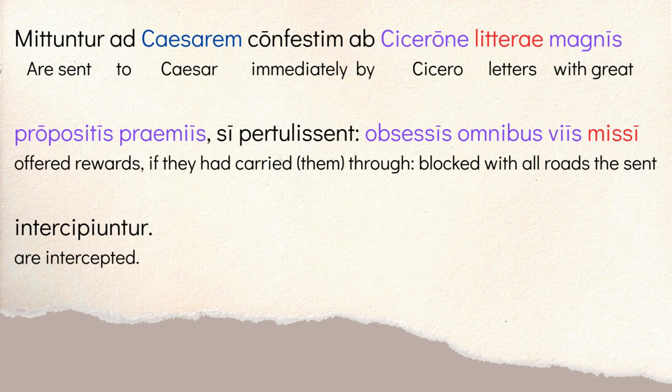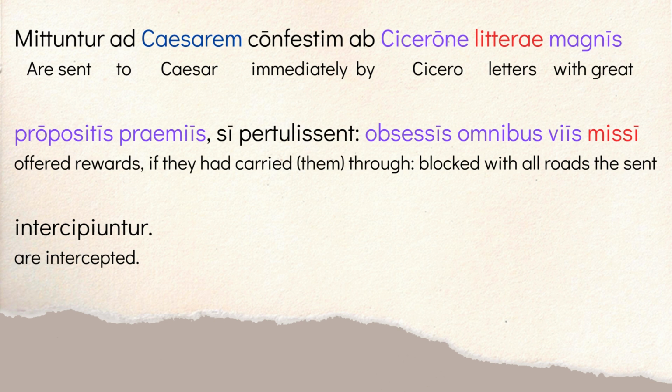So letters are sent to Caesar immediately by Cicero. Cicero realizes we're in trouble here, right? There's a lot of Gauls, and he immediately says, I need help from Caesar. This is interesting. Again, I told you to compare. This is not what Sabinus and Cotta do, right? They actually entertain Ambiorix and they're kind of confused.